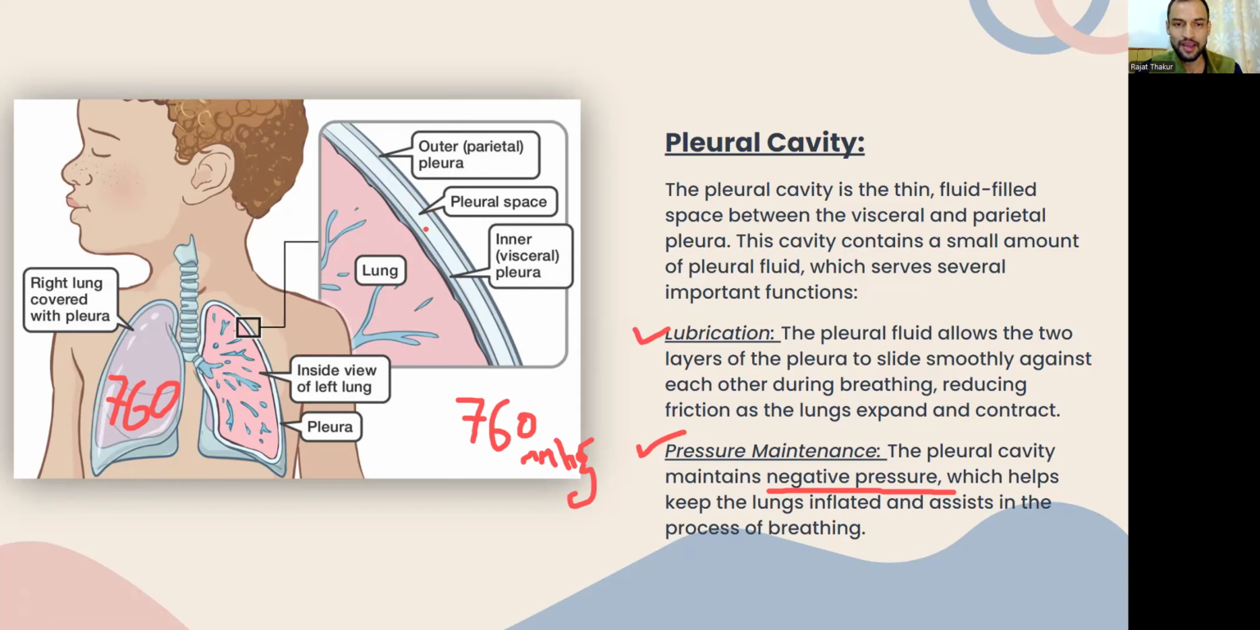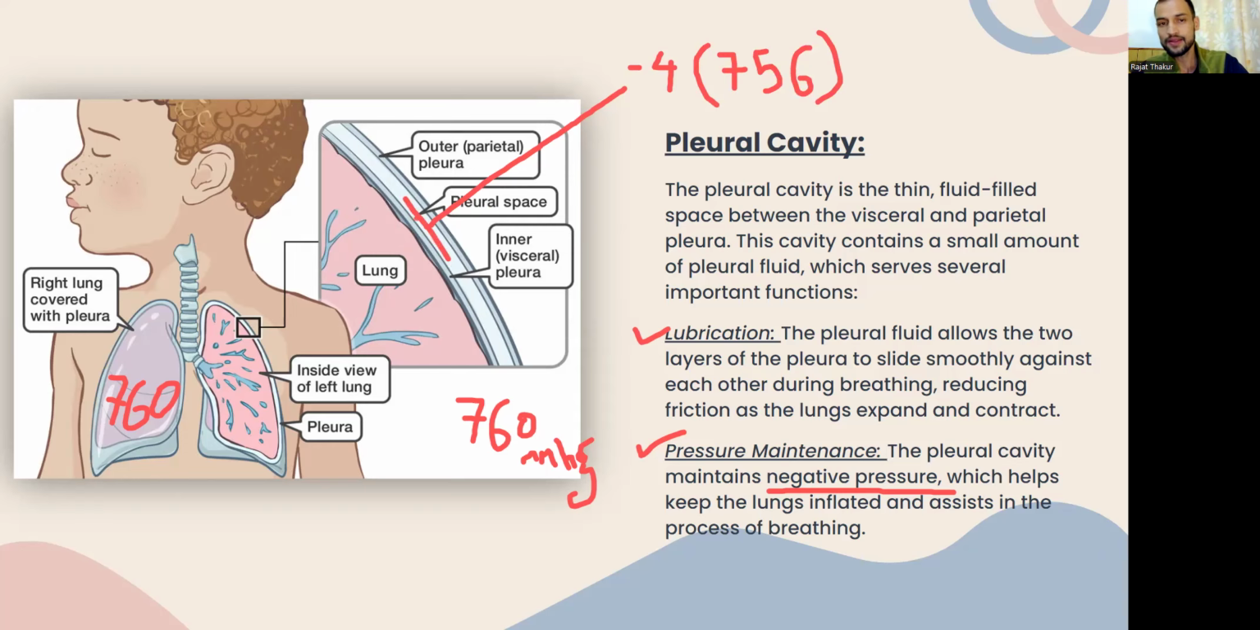So inside the pleural cavity, there is a negative pressure of -4. You can remember this. Inside the pleural cavity, the pressure is -4. Why -4? I'll let you know why the pressure decreases. So the pressure here in total is 756 mmHg. Inside the pleural cavity, the pressure is 756 mmHg, or I would say -4 simply.